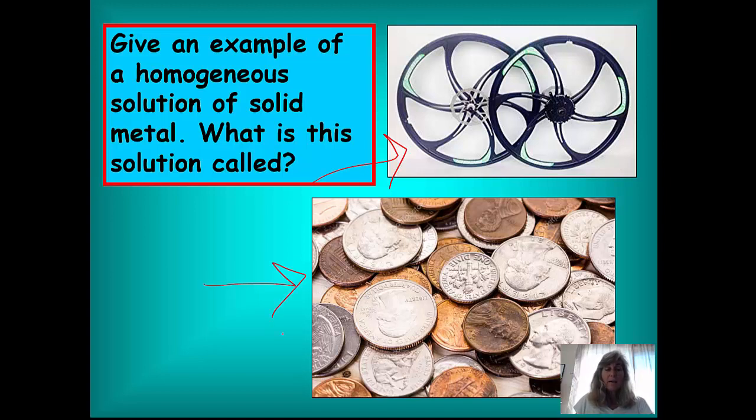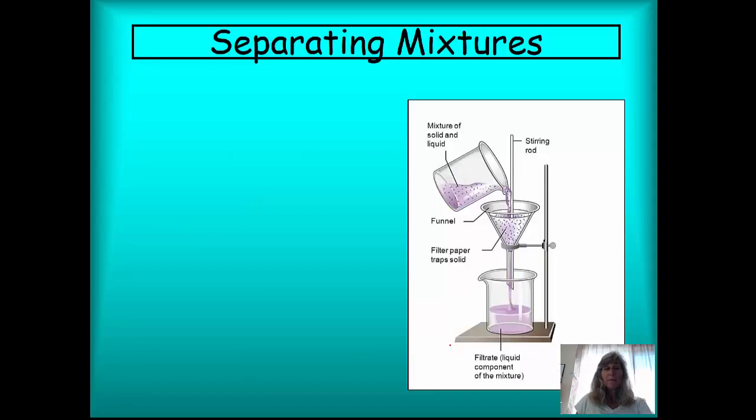And what are coins made out of? They are all alloys. But a penny might be not just copper on the outside, but maybe zinc on the inside. So again, alloys are solid solutions of two or more metals.